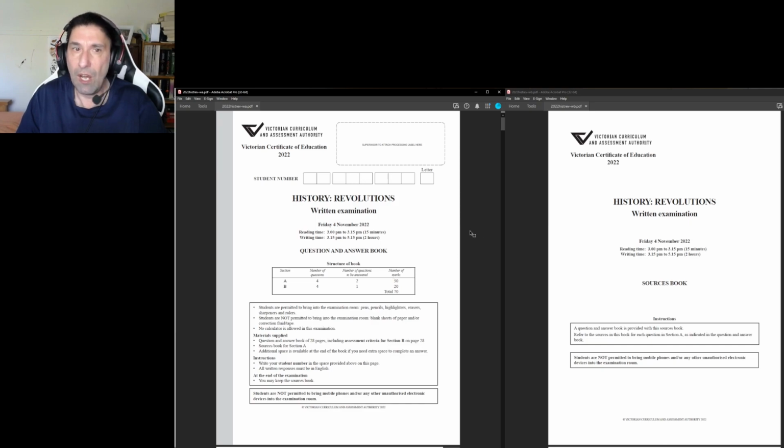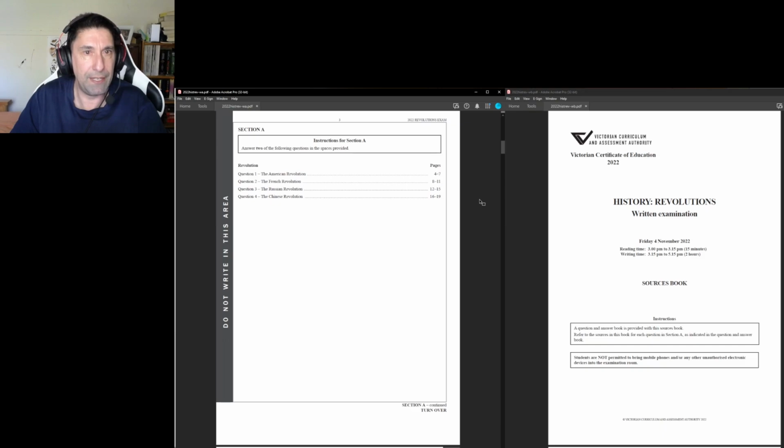So I've got my 2 exam booklets side by side, and I'm going to flick between both as I go through. Let's first open up our question and answer booklet and go to the Russian section. I'm not doing the American Revolution, so I don't need to look at pages 4 to 7. I'm not doing the French Revolution. I've only studied the Russian Revolution and the Chinese Revolution, so they're the sections in the exam that I do. I'm going to start with the Russian Revolution and go right down to page 12.